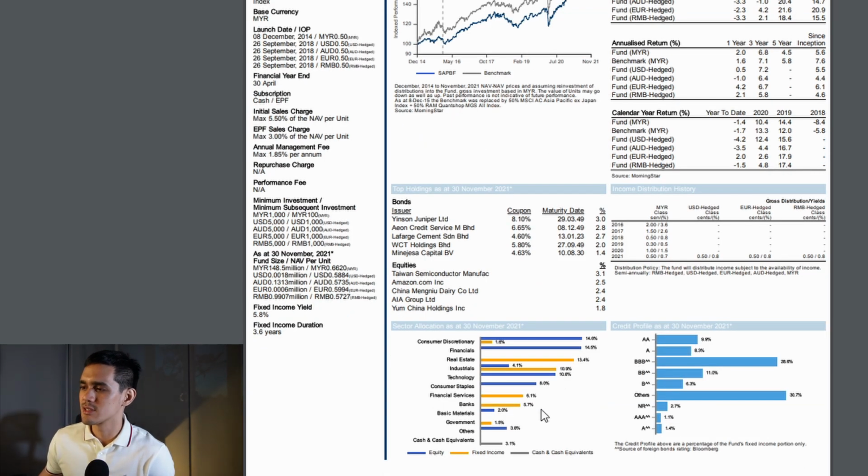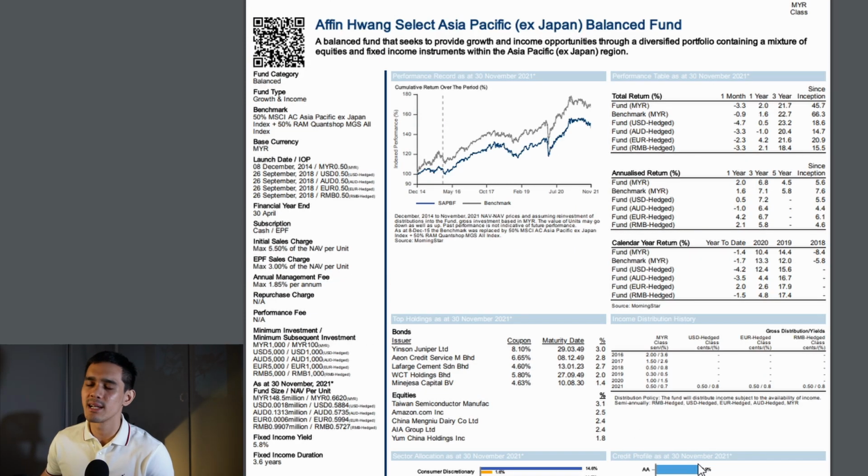Then you can take a look at their sector allocation. Same thing as ARK. All these things you can go through. The blue one is equity, the orange one is fixed income. And then they also tell you the credit profile of the corporate bonds that they've invested in. Most of them should be at least BBB and above, which is the case. So these things with bonds inside, the name of the bonds, the credit profile, it only applies for mutual funds that invest in fixed income instruments. If you're investing in a mutual fund that's 100% equities, of course, they won't have any information about the bonds. So yeah, that is Affin Hwang's mutual fund.